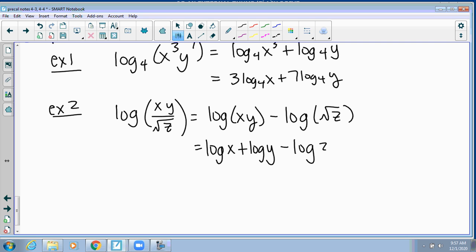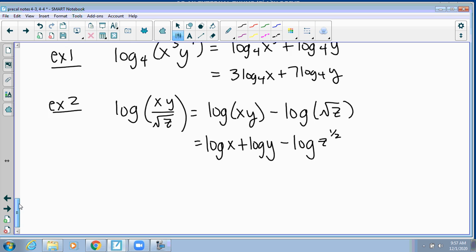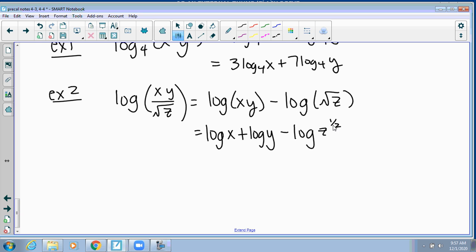But remember that the square root of z is really just a 1/2 power. So I'm going to write that as a 1/2 power. And then remember that I don't want the 1/2 to stay. I'm going to put that in the front. So anytime you see a 1/2 that's in the front and you think about moving it up as a power, that's going to correspond with a square root. We've got log x plus log y minus 1/2 log z. And so if you see the 1/2, that is going to be the square root in your answer.